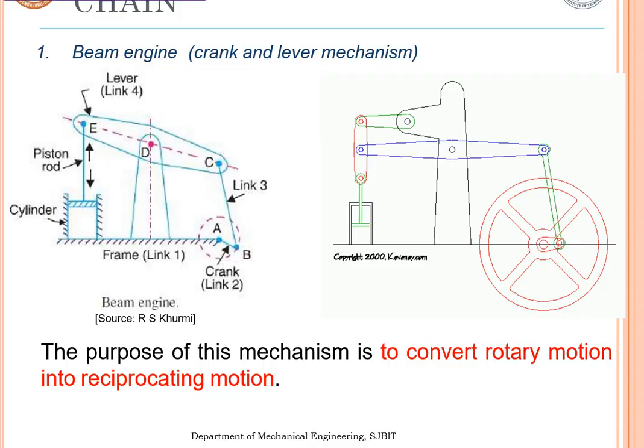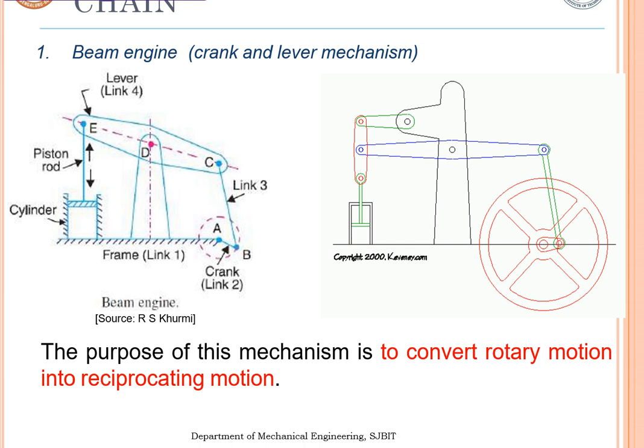Inversion of a 4-bar chain, if you take the beam engine, here the diagram is given. The line diagram as well as the 2D diagram has been shown here. You can see a lever which is connected with respect to point C and point E. The crank rotates with respect to the length AB.